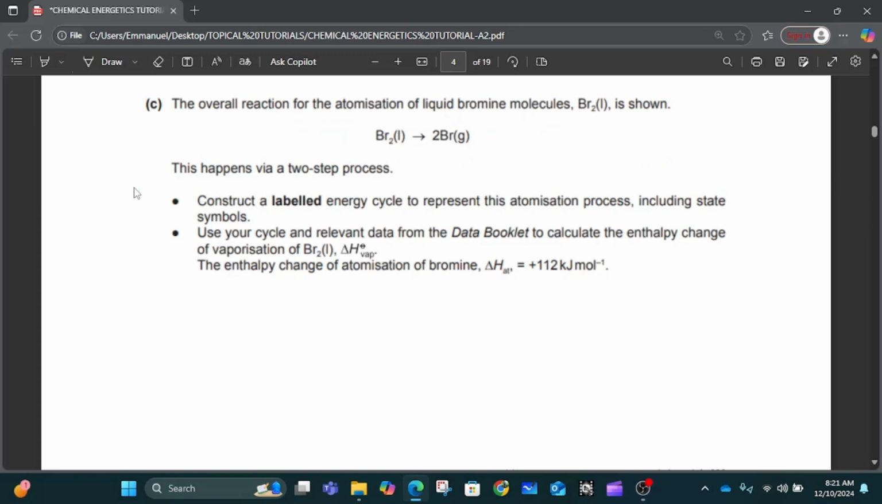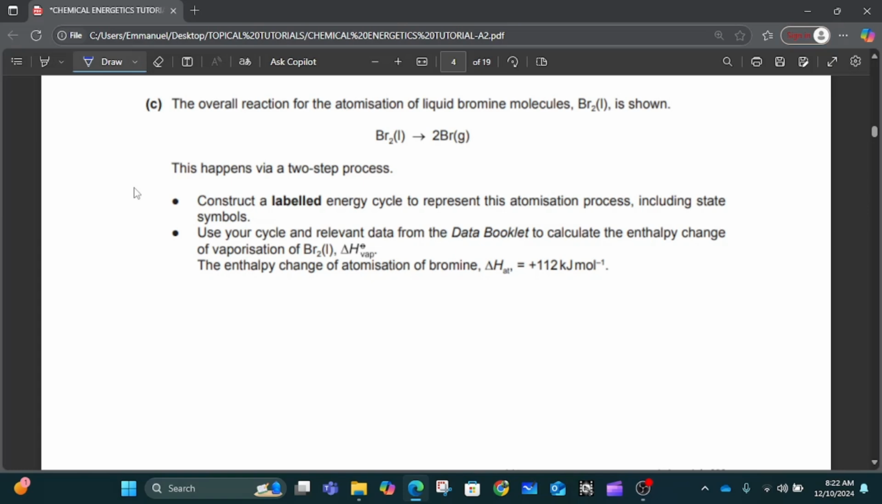C. The overall reaction for the atomization of liquid bromine molecules, Br2 liquid, is shown. Br2 liquid to 2Br gas. This happens via a two-step process. Construct a labelled energy cycle to represent this atomization process, including state symbols, and use your energy cycle and relevant data from the data booklet to calculate the enthalpy change of vaporization of Br2 liquid.